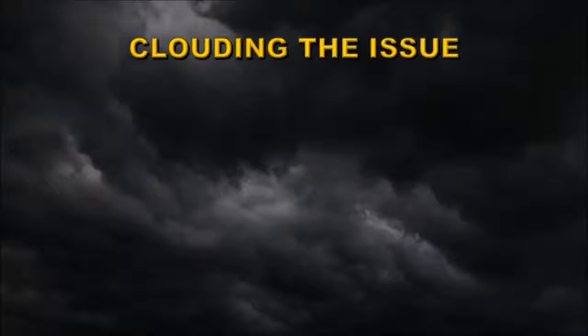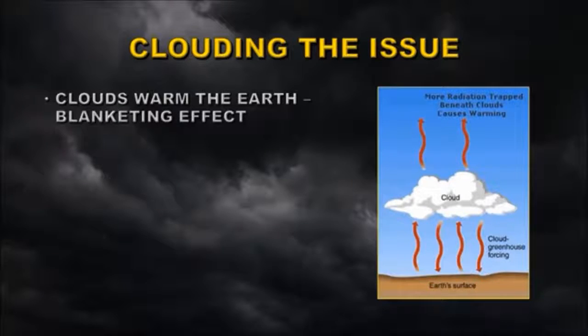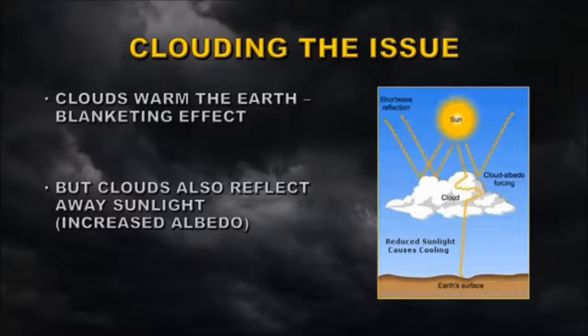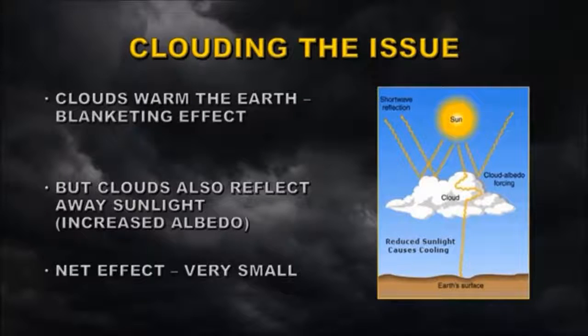Let's discuss clouds for a while. Clouds indeed do warm the planet, but using a blanketing effect. They reflect infrared radiation from the surface of the Earth back down towards the Earth, warming it. But that neglects the other aspect of clouds, that they also reflect away sunlight, increasing the Earth's albedo, which is a cooling effect. And it's very hard to tell what the net effect of those two is. All we know is that the net effect is very, very small. So we can basically ignore the effect of clouds. So that leaves the water vapour producing about 2/3 of the warming, and all the other greenhouse gases, primarily carbon dioxide, producing 1/3 of the warming.